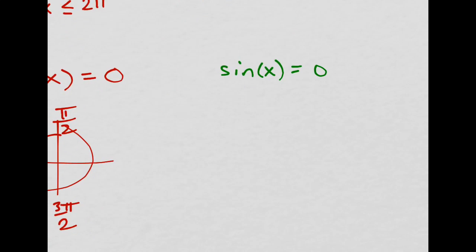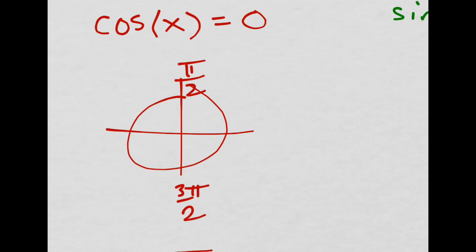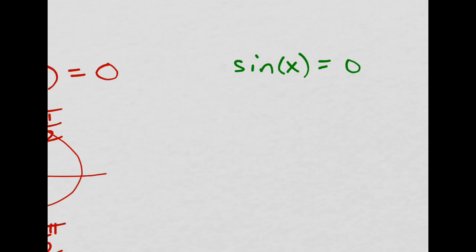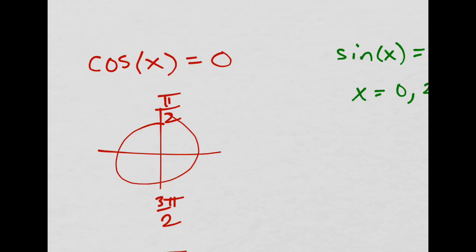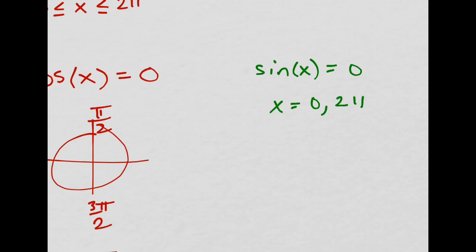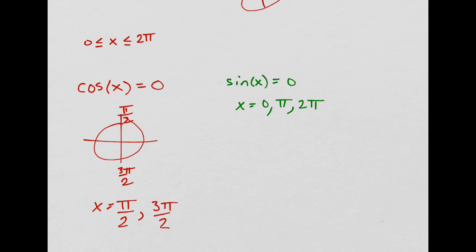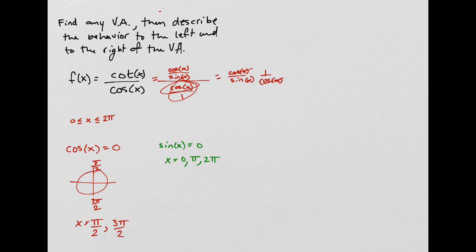So for sine x, when does that equal 0? Well, that's just at 0 and 2 pi. And pi, right? 0, pi, and 2 pi. So that's 3 values. 2 pi is a repeat, though, because it's in the same spot. But there we go. Now, I've got to see if they're actually vertical asymptotes or if they're just holes.